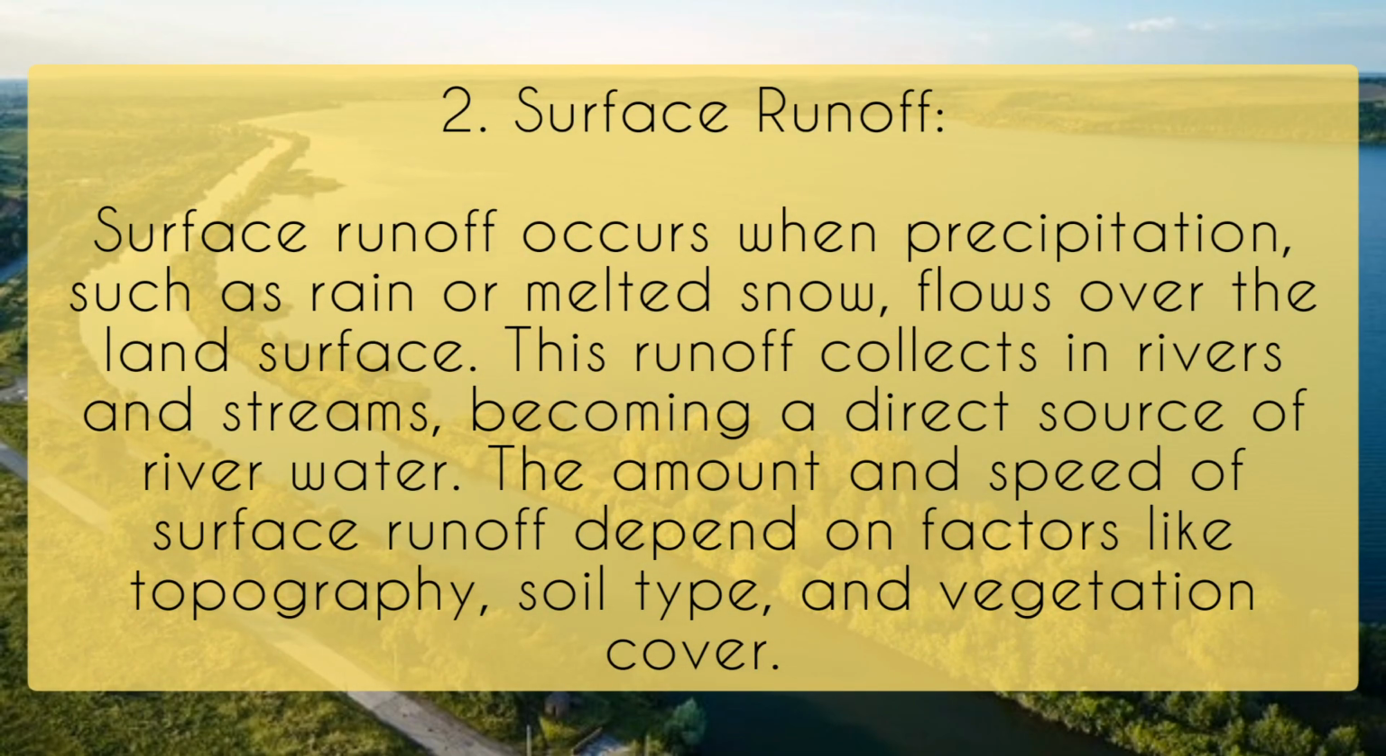Surface runoff occurs when precipitation, such as rain or melted snow, flows over the land surface. This runoff collects in rivers and streams, becoming a direct source of river water. The amount and speed of surface runoff depend on factors like topography, soil type, and vegetation cover.